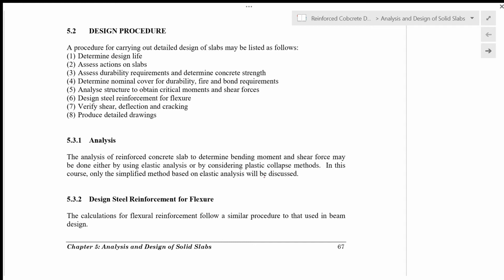After that, we design the steel reinforcement for flexure, meaning we design the steel reinforcement for the bending moment. So the calculation for flexural reinforcement follows a similar procedure to that used in beam design. So meaning that the design procedure is similar to beam design, except that the width of the slab that we use is 1 meter width, as I have mentioned just now.